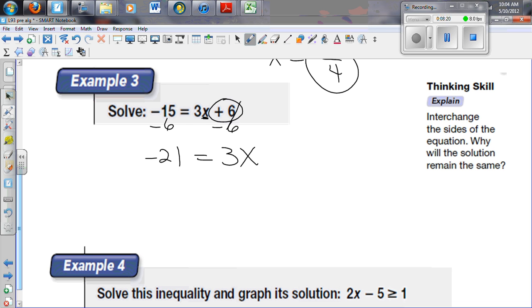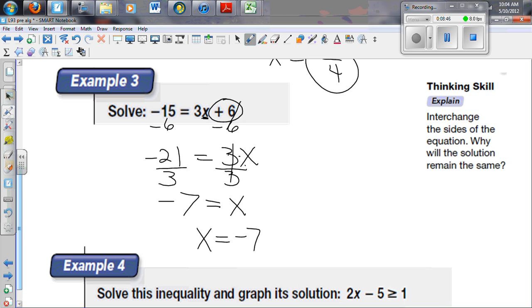And then, again, we don't have our variable by itself. Here's the variable. We need to get rid of this 3. It's multiplied, so we're going to divide by 3. And so that cancels out to 1. So x equals negative 21 divided by 3, and negative divided by positive is negative. 21 divided by 3 is 7. So x equals negative 7.